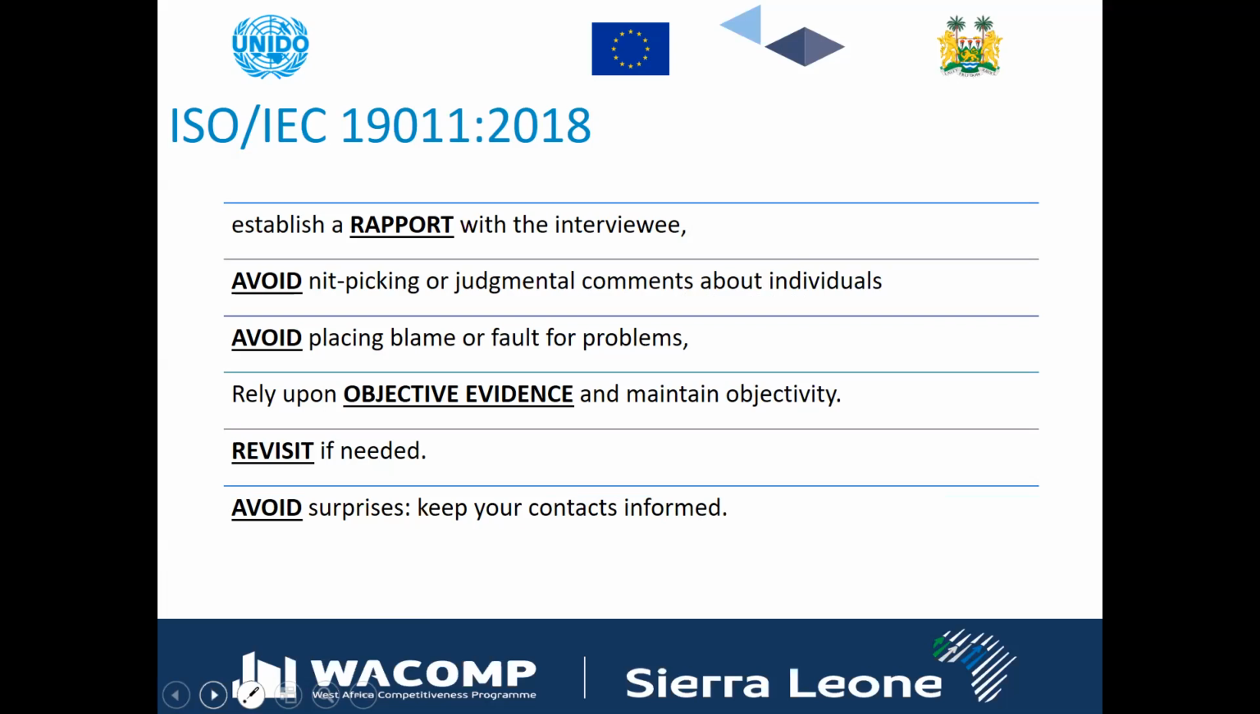Now, in 99.9% of cases, we share the schedule of the audit well before time with the auditee, and the auditee agrees on the schedule, and then we start the audit.